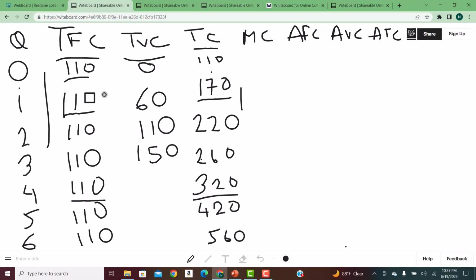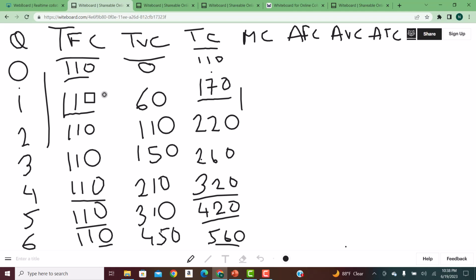320 minus 110 is 210. Then 420 minus 110 is 310. And finally 560 minus 110 is 450. If you see, with the amount of goods you're producing, your total variable cost is increasing because you are incurring more cost for raw materials and labor. That's why your variable cost is going up with the number of outputs you're producing.